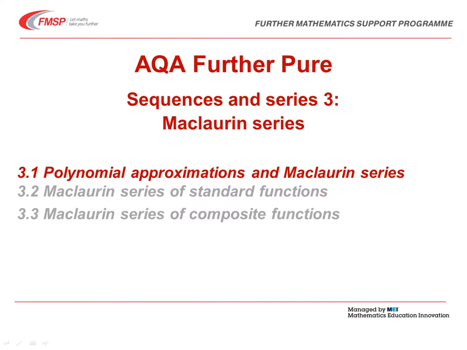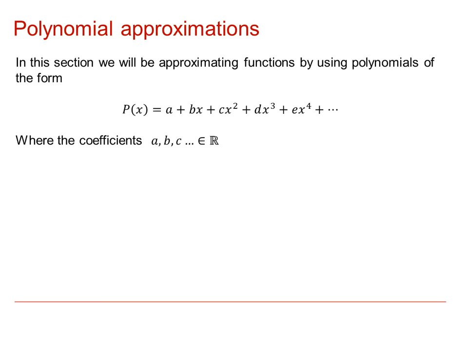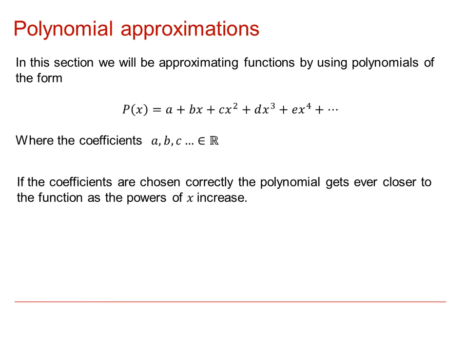This is a video for AQA Further Pure Mathematics, Sequences and Series, section 3.1, where we're introducing the idea of polynomial approximations and Maclaurin series. By a polynomial approximation we mean taking any function and writing it as a polynomial of the form a plus bx plus cx squared, etc., where a, b and c are real numbers. If the coefficients a, b and c are chosen correctly, this polynomial will get closer and closer to the function as the powers of x increase.